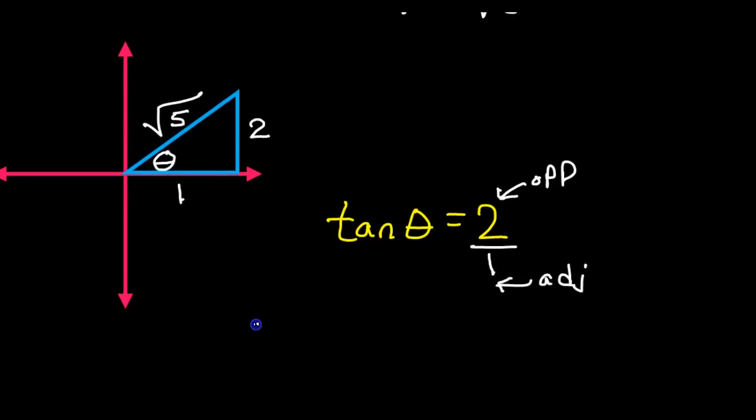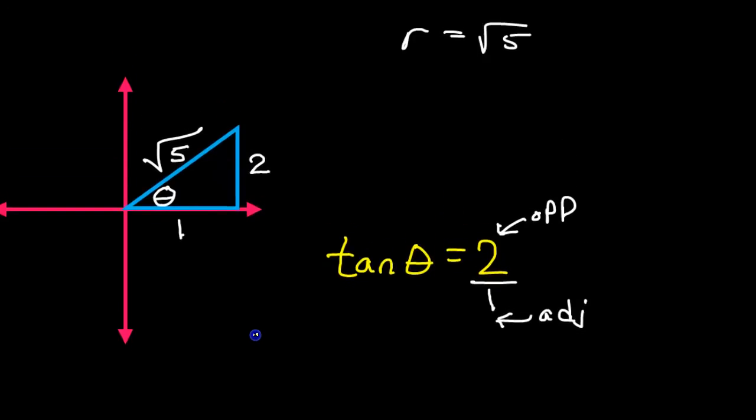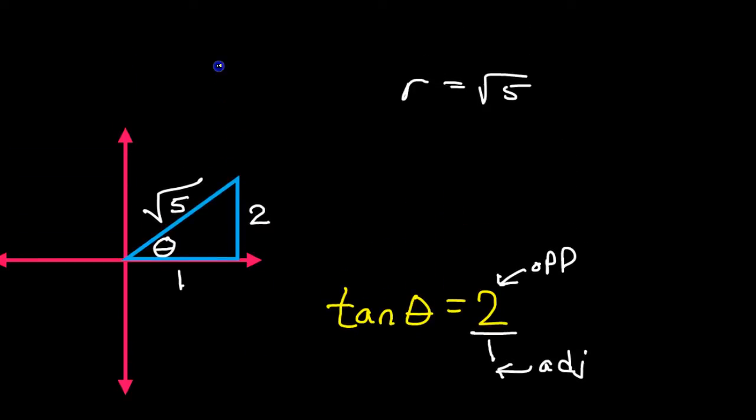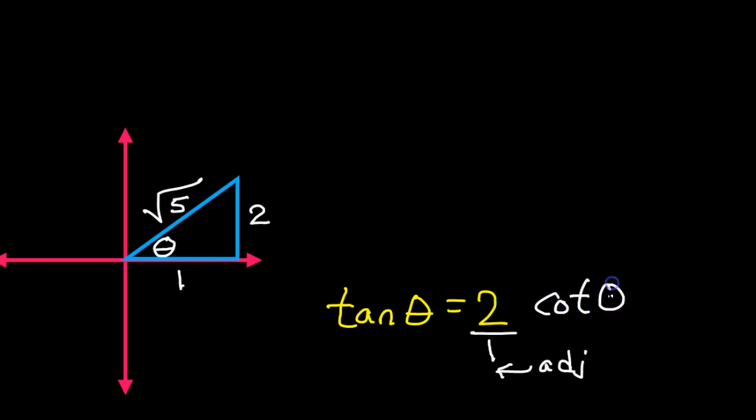So now that we have all 3 sides of the triangle, we are prepared to find all 6 trig functions. Okay, we have tangent already, so let's go ahead and find cotangent, which is just the reciprocal. So the cotangent of theta, instead of being 2 over 1, will be 1 over 2.